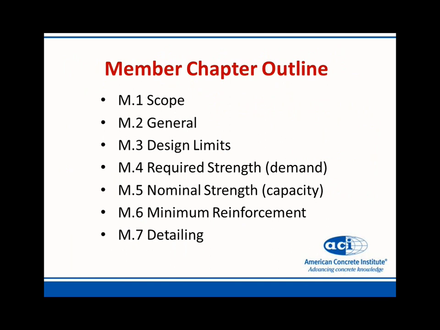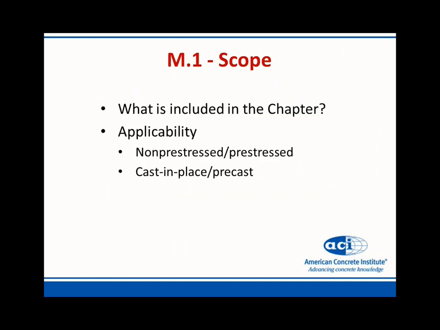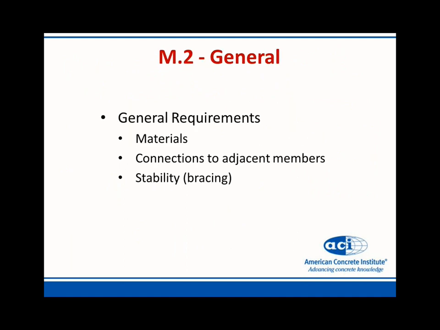And I think it's really valuable and really important to know that each of the 8 member chapters is organized exactly this way, exactly in the same way. The scope section, M.1, tells you what's included in the chapter. The applicability, non-pre-stress, is the member applicable to non-pre-stressed concrete, pre-stressed concrete, cast in place, precast. There's a general section that addresses materials, connections to adjacent members, and any stability requirements such as bracing.